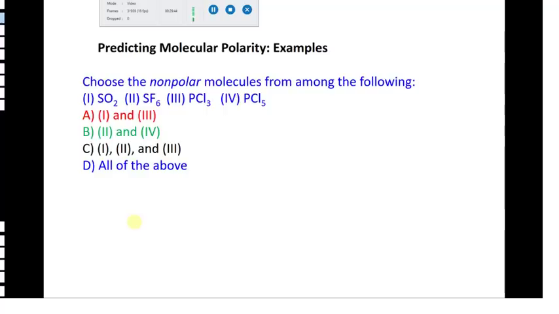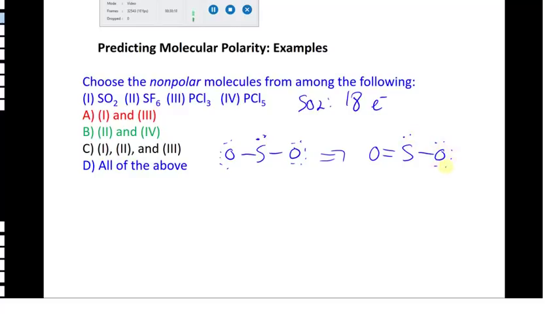So we have four to choose from here, and I'm not going to go through all the details of this, but if we started with SO2, we would find that we have 18 valence electrons. And so when we draw this Lewis structure, we start with this. And again, for these types of arguments, whether or not you finish the structure, we really should at least put one double bond in there to complete the octet. But however you do it, you're going to end up with one lone pair on the central atom. This is going to be a bent geometry.